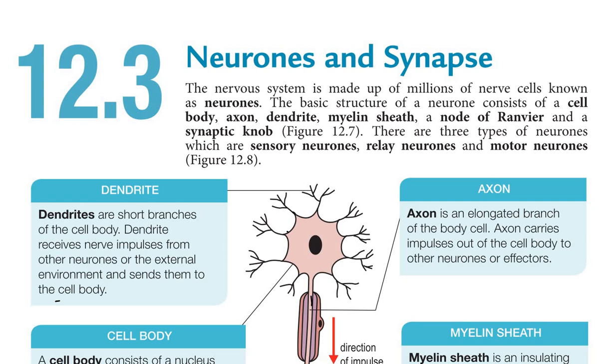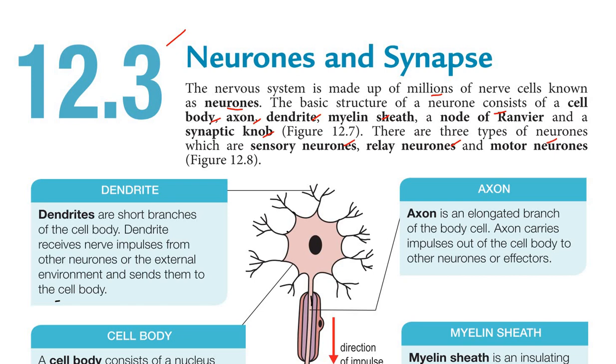3.3, neurons and synapse. The nervous system is made up of millions of nerve cells known as neurons. The basic structure of a neuron consists of a cell body, axon, dendrite, myelin sheath, node of Ranvier, and a synaptic node. There are three types of neurons: sensory neurons, relay neurons, and motor neurons. So these are the basic structures that can be found in the neurons, and we have three types of neurons.